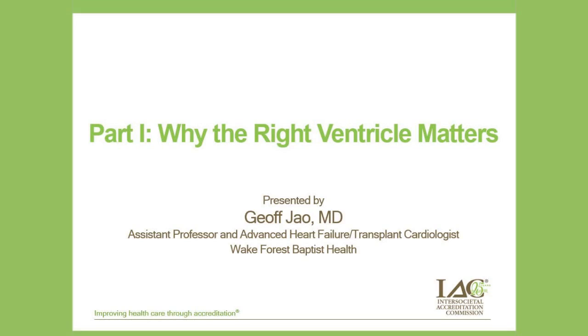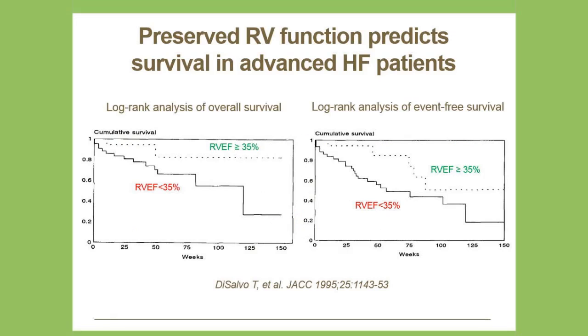So why does the right ventricle matter? We have known from as early as in the 1990s that preserved RV function actually makes a difference in terms of survival and event-free survival in patients with advanced heart failure. This was a study composed of 67 patients who were referred for heart transplantation in Mass General, and during that time they were trying to look for parameters that would predict outcomes.